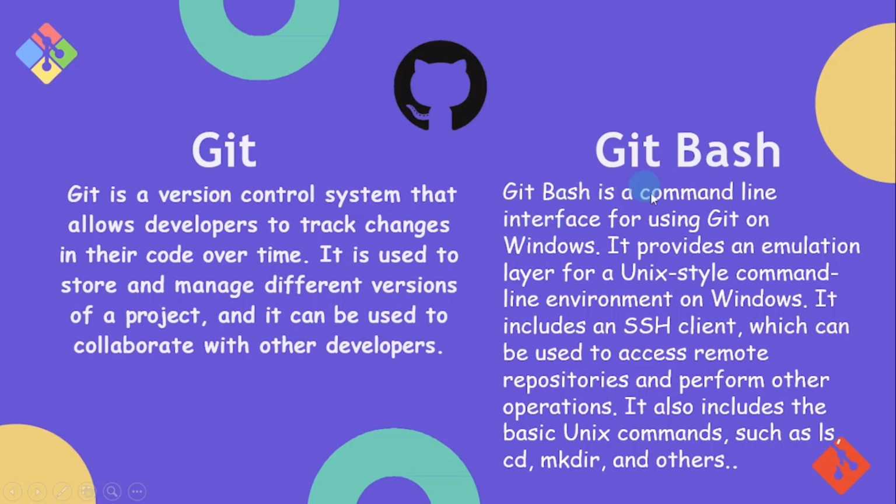I have it here, and it says Git Bash is a command line interface for using Git on Windows. It provides an emulation layer for a Unix style command line environment on Windows, and it includes SSH clients which can be used to access remote repositories and perform other operations. It also includes the basic Unix commands such as ls, cd, mkdir, and others. Okay, so let me show you.